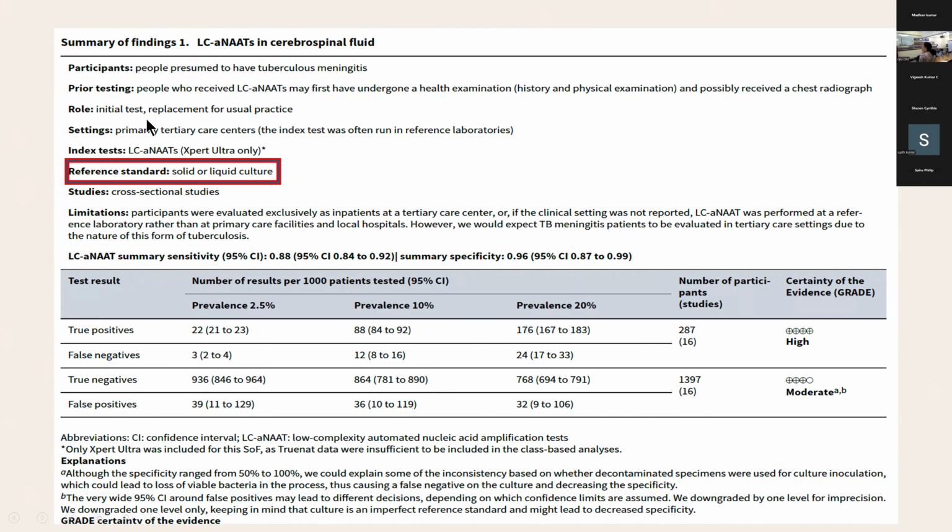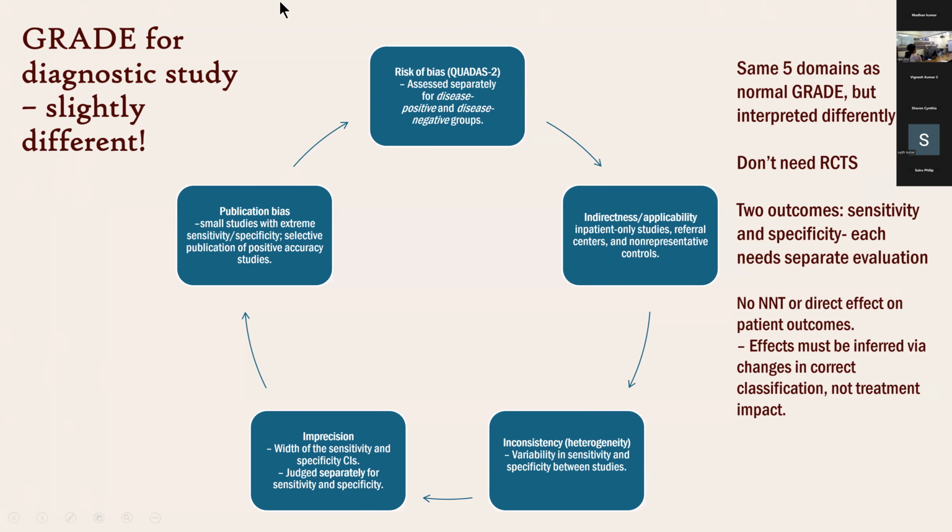Now, GRADE for a diagnostic study is slightly different from GRADE for other systematic reviews. It still has the same 5 domains, but how you interpret it is slightly different. One thing is you don't need RCTs. Remember previously, with an RCT itself, your grade is high and then you downgrade. Whereas in a diagnostic study, you can't do an RCT, so you don't have to downgrade for that already.